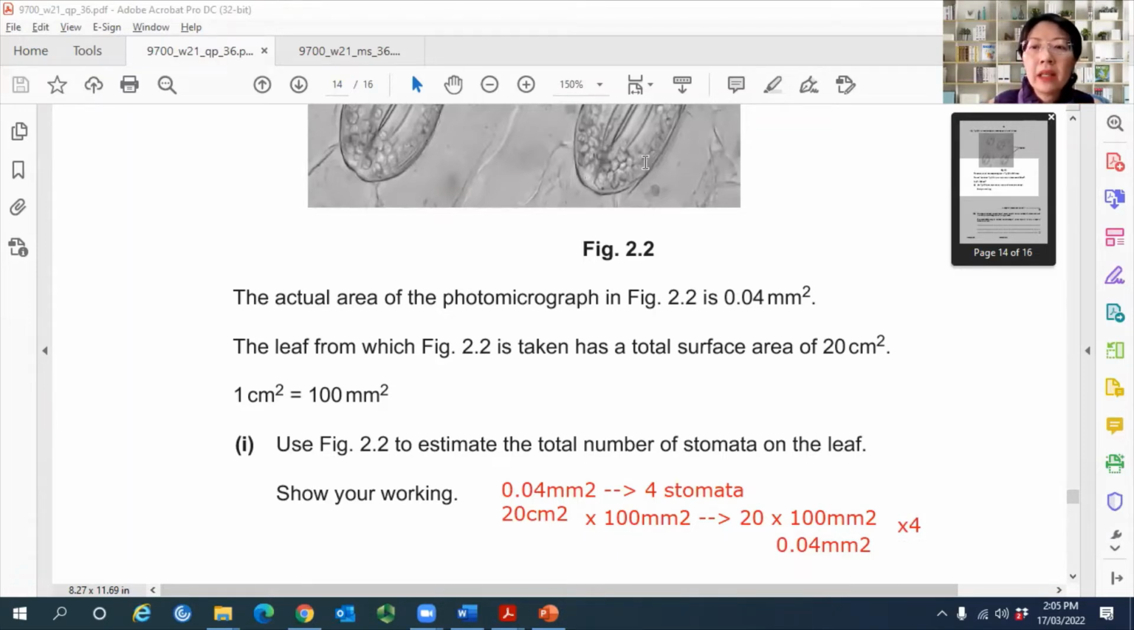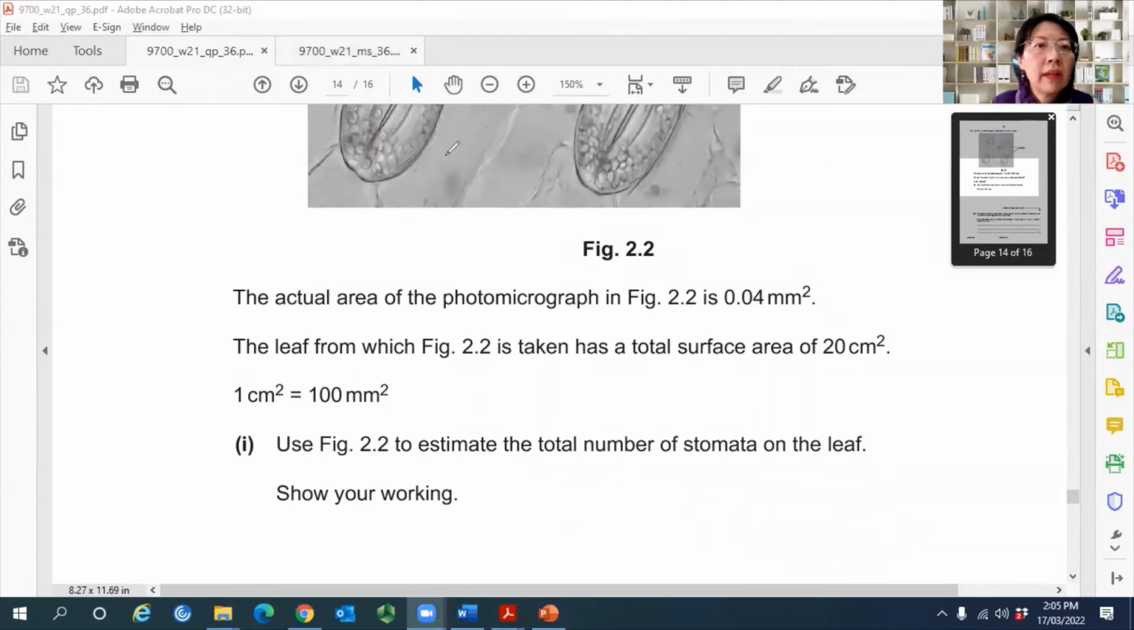So how are marks given? Marks are given for your conversion being correct, that means cm converted to mm correctly. So this one is 1 mark. Then you divide this by 0.04, this is 1 mark, and you times by 4. So altogether 3 marks. Okay? Right, next question.